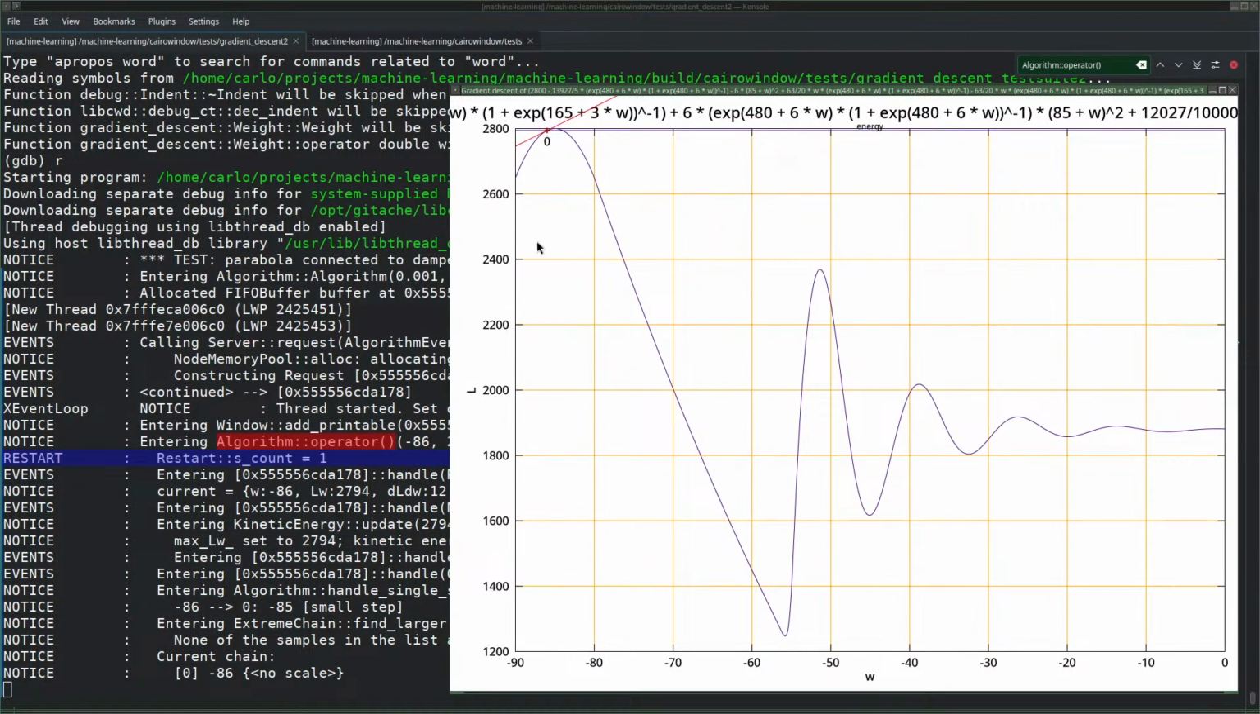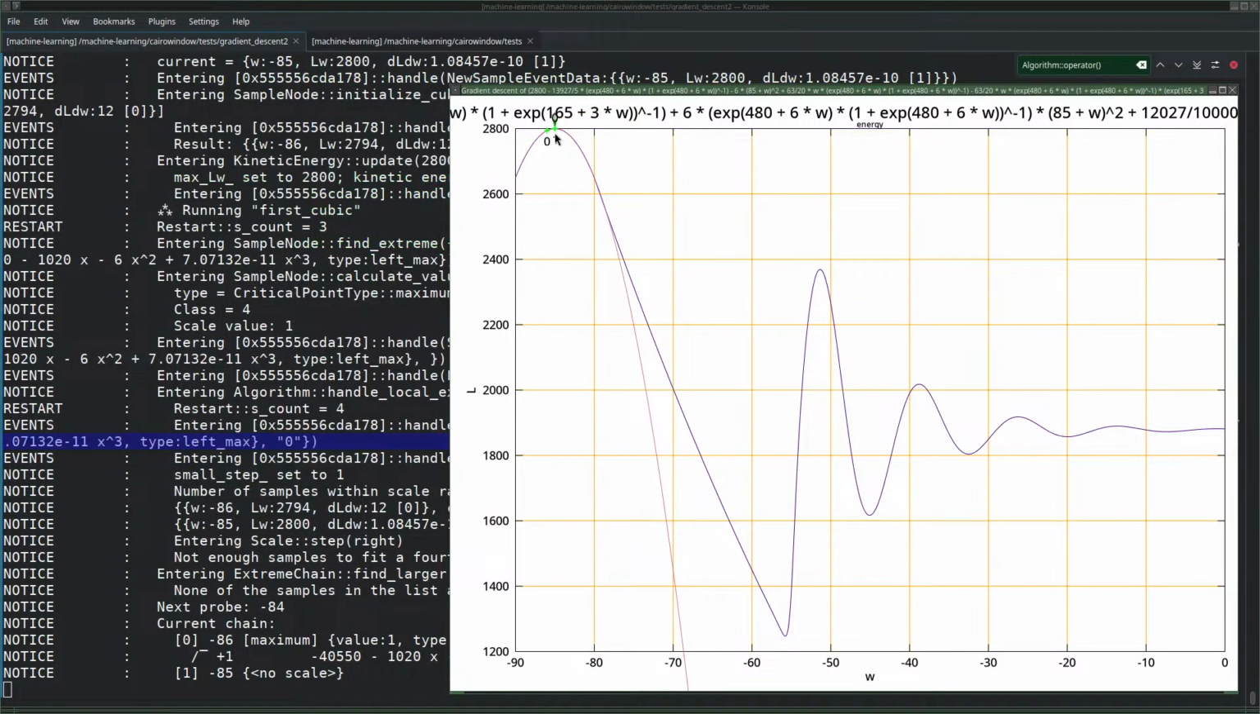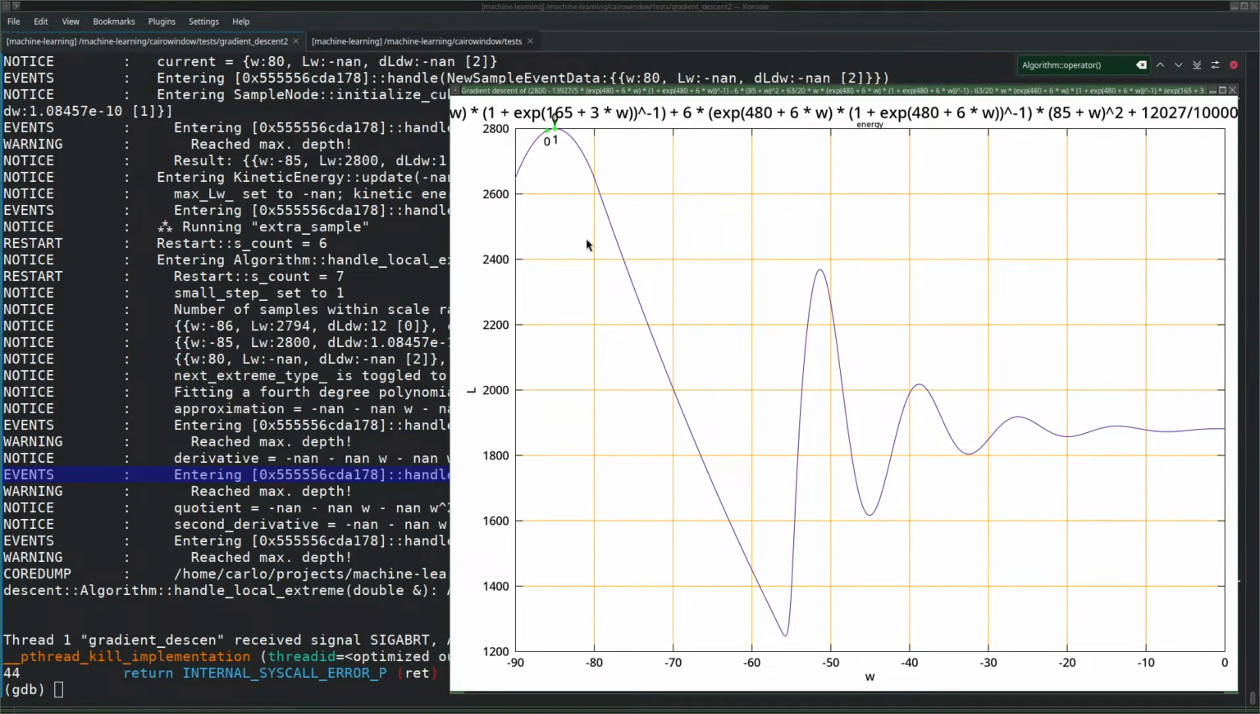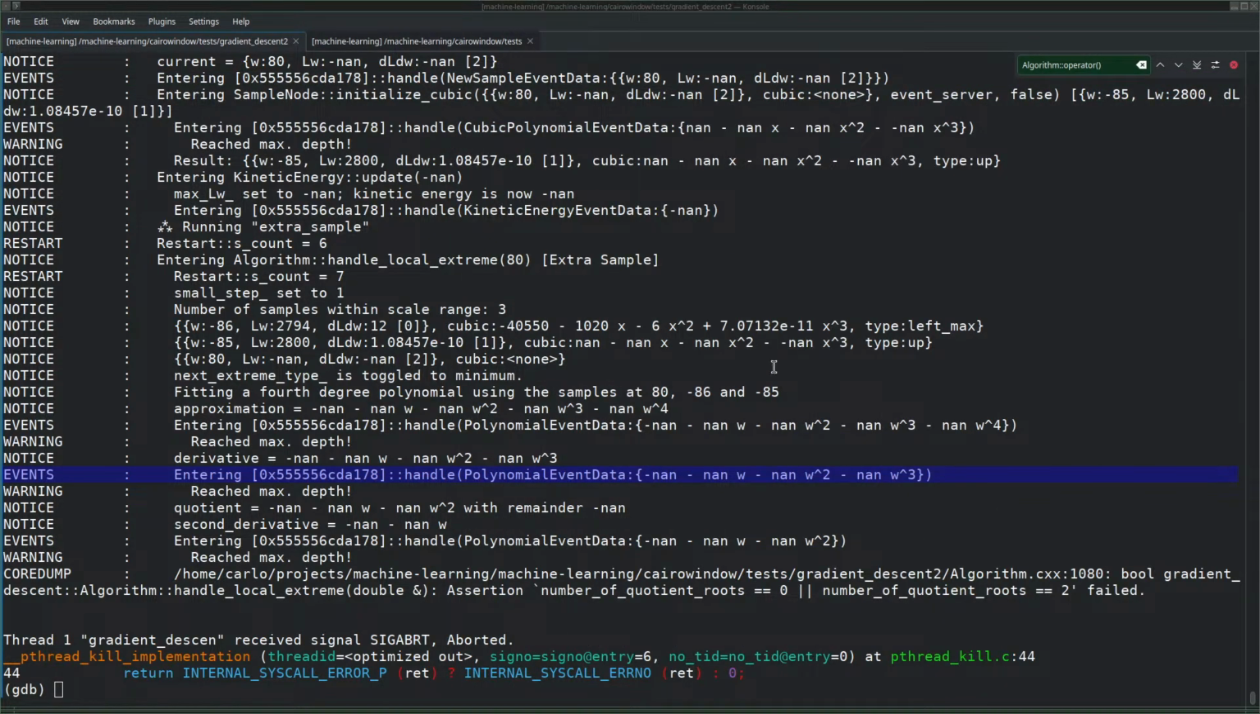So minus 86, 85, and then next probe is minus 84. Interesting. So now it's not going to do something super big. Anyway, I'm overrunning that, I think. Okay, what the hell happens? Still not a number.